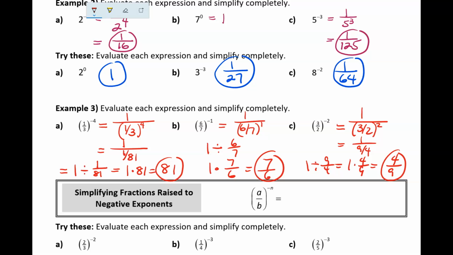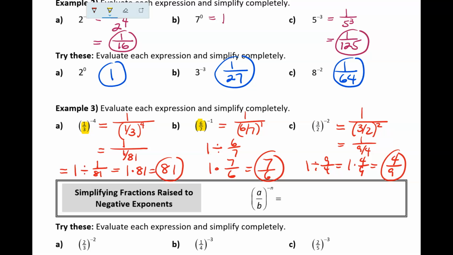Now what I want you to notice is all of these could have been done by simply taking the reciprocal of the original number and then raising it to the opposite power. So for instance, 1/3 raised to the negative 4 would be 3 raised to the positive 4.